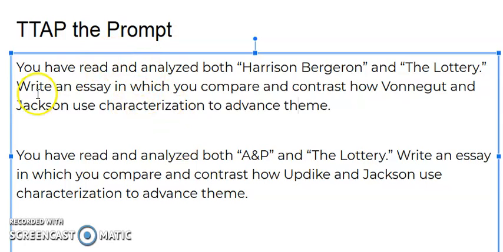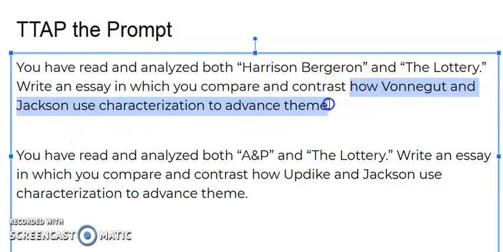So let's start with our 10th grade prompt. You have read and analyzed both Harrison Bergeron and The Lottery. Write an essay in which you compare and contrast how Vonnegut and Jackson use characterization to advance theme. So the first thing I want to do is find my topic. So my topic is how Vonnegut and Jackson use characterization to advance theme. So I'm just going to mark that and highlight it.